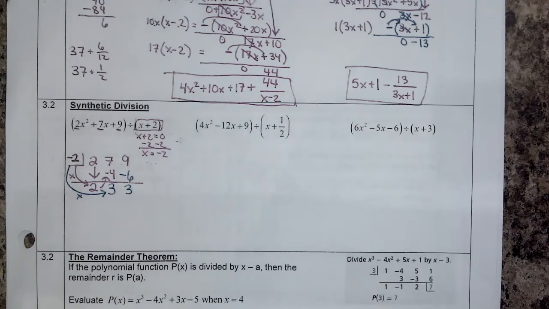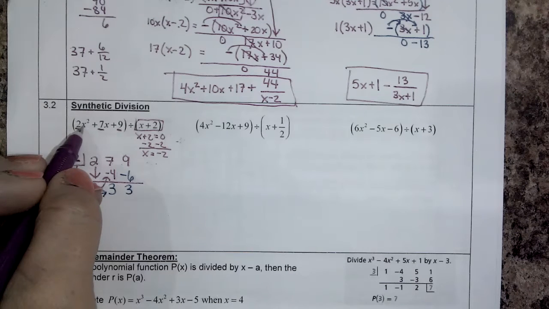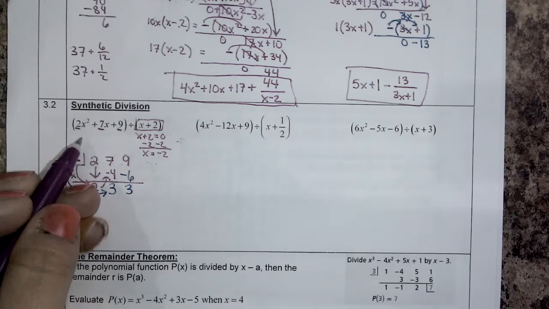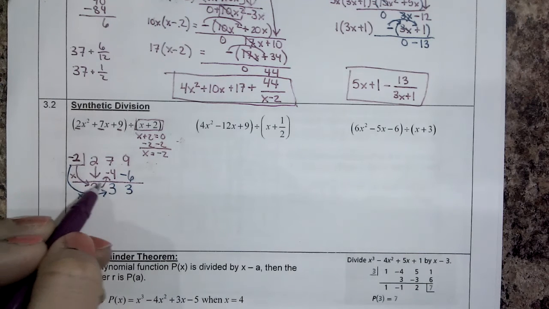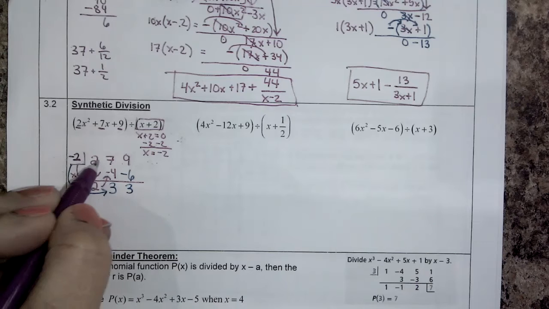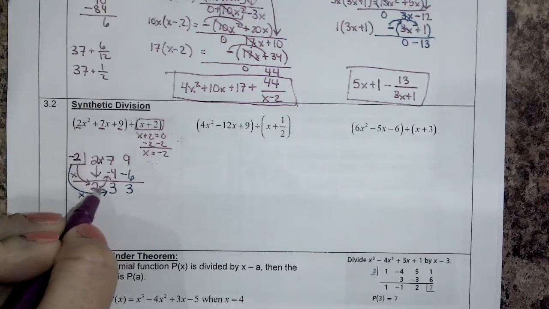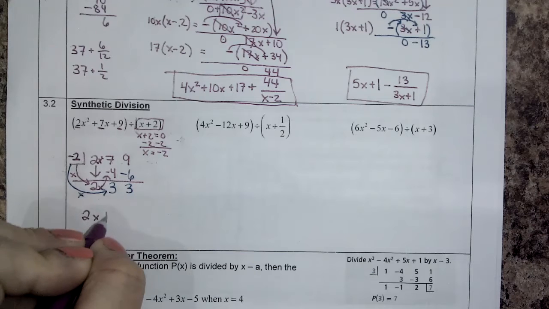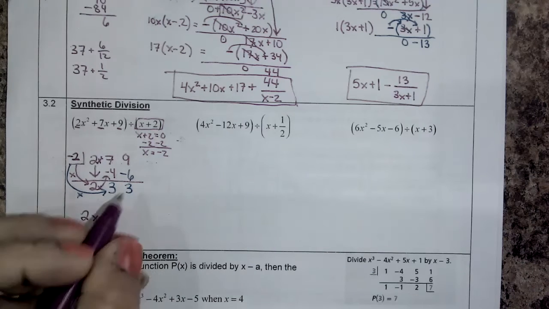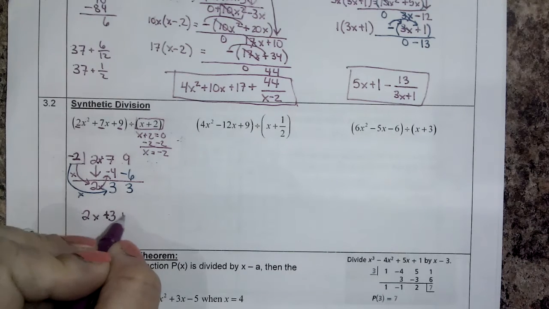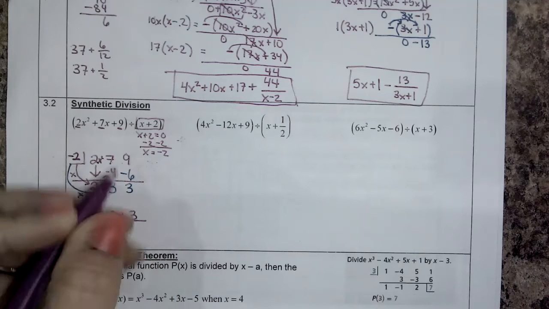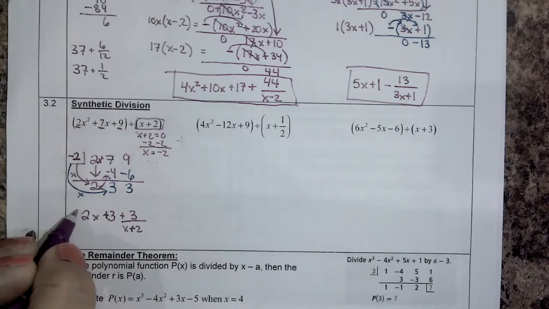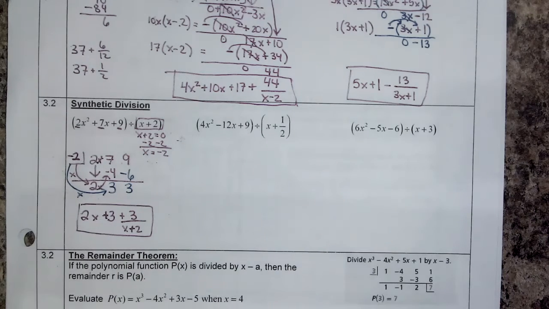So now I'm done. Okay, but let's see what happened here. So we started with an x squared, okay, and an x and a constant. Well, every time we do this, it loses an x. So this was x squared, okay, but now it becomes an x. So we're left with 2x plus 3 and a remainder of 3, and we're going to write it just like we did before over our x plus 2. Okay, just like we did in our long division. So that is our answer right there.